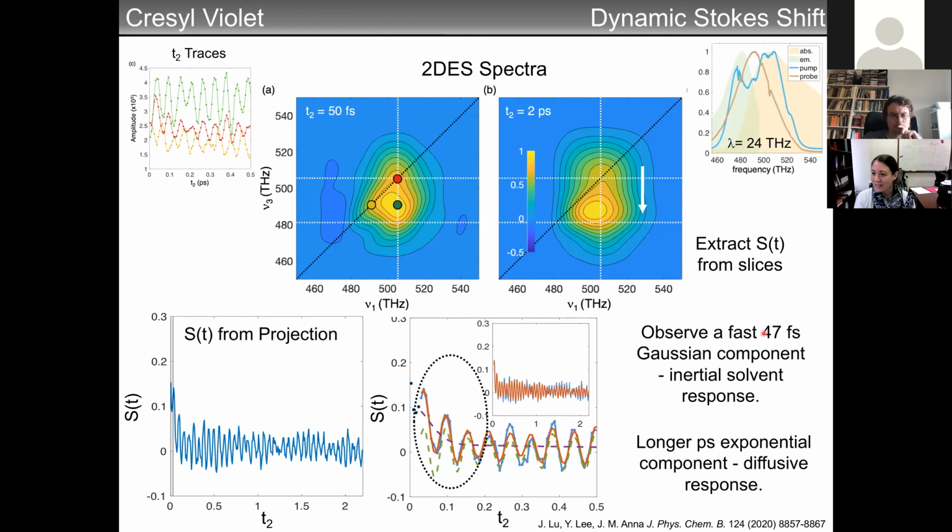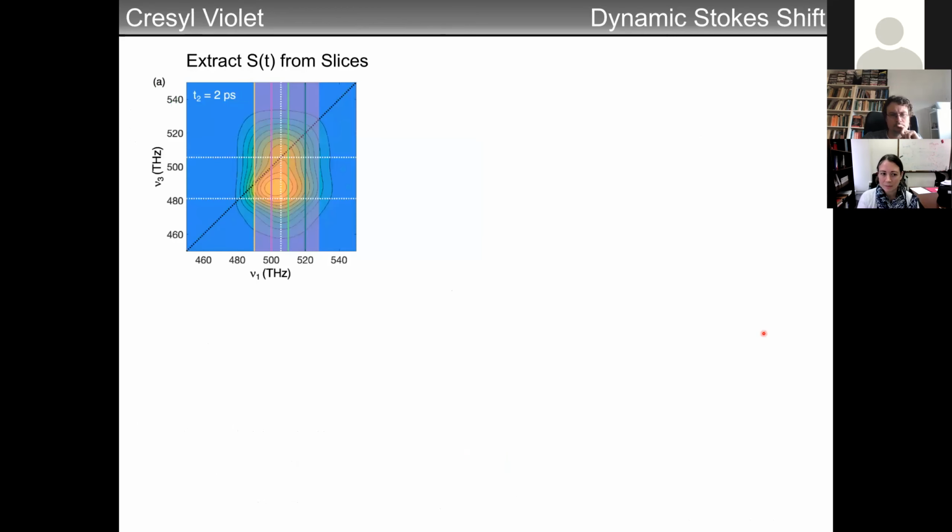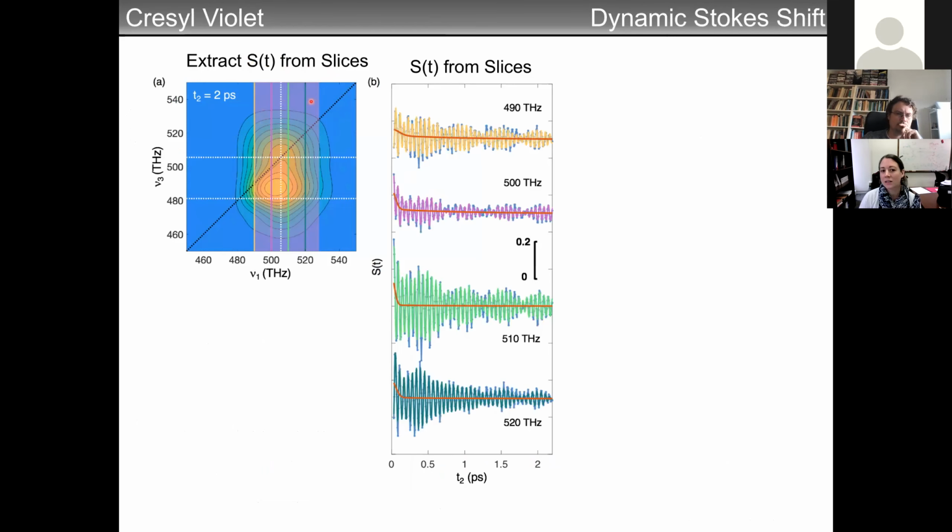Okay, so then what we wanted to do was move on to the slices. And so we're going to extract the Stokes shift S of t from the slices here. And we're going to look at slices taken in this sort of pink shaded area. And here's the Stokes shift function from 4 representative slices. And we see there's sort of this initial decay component, but there's also these oscillatory components here. So we incorporate the oscillatory components and we extract the ultrafast time scale that we're fitting with a Gaussian.